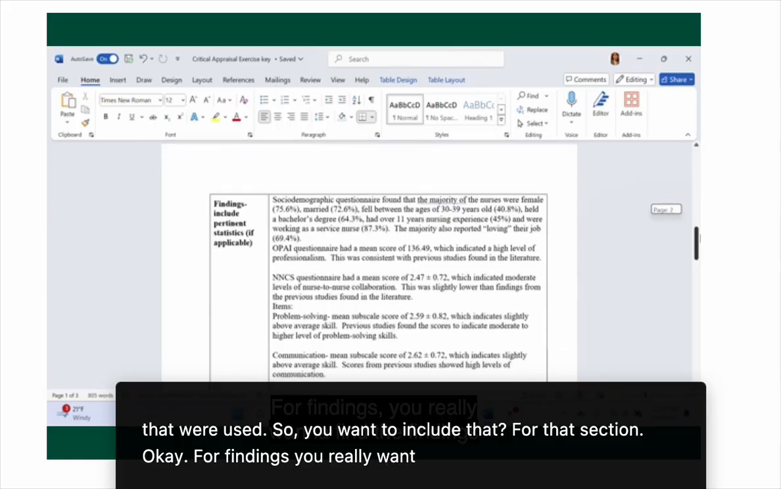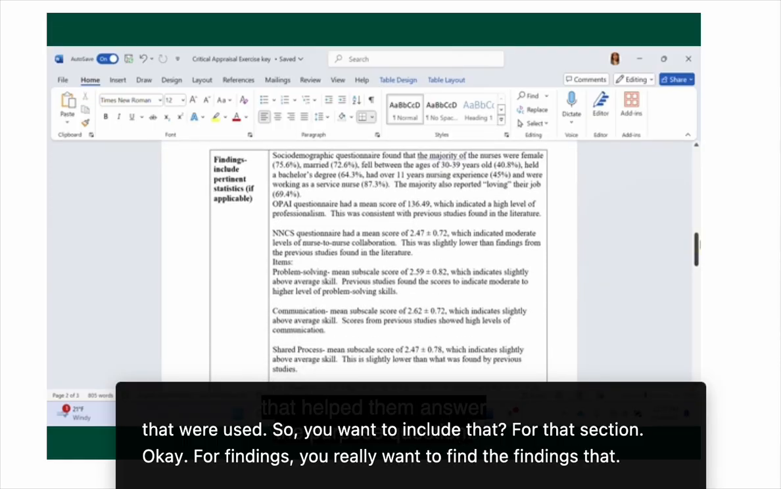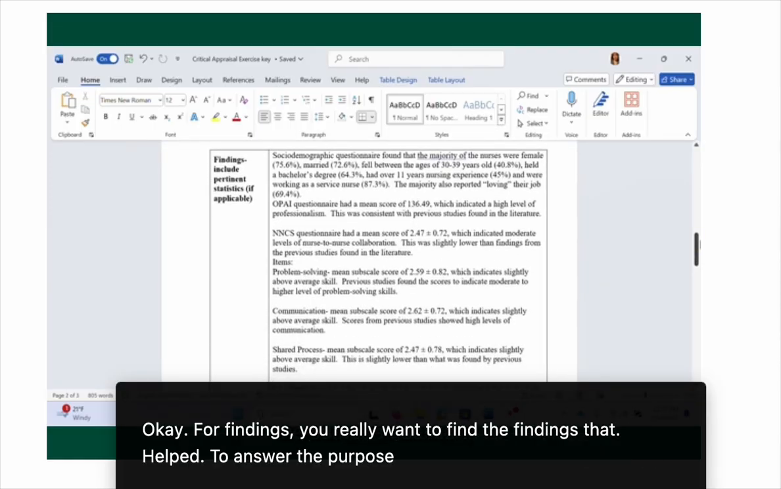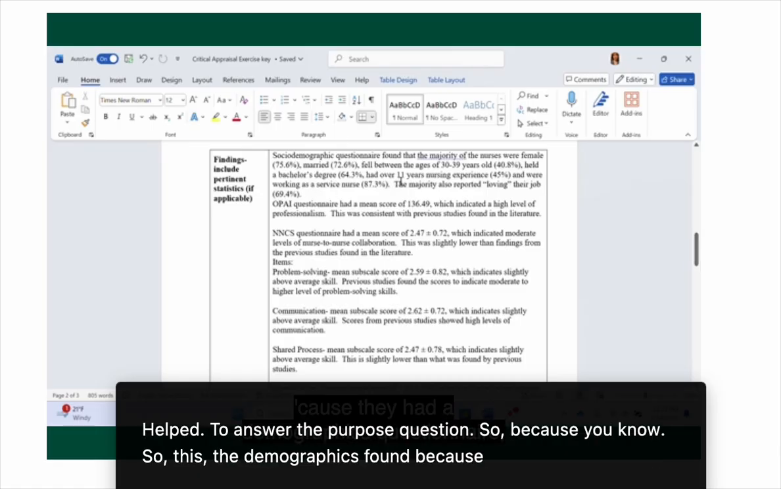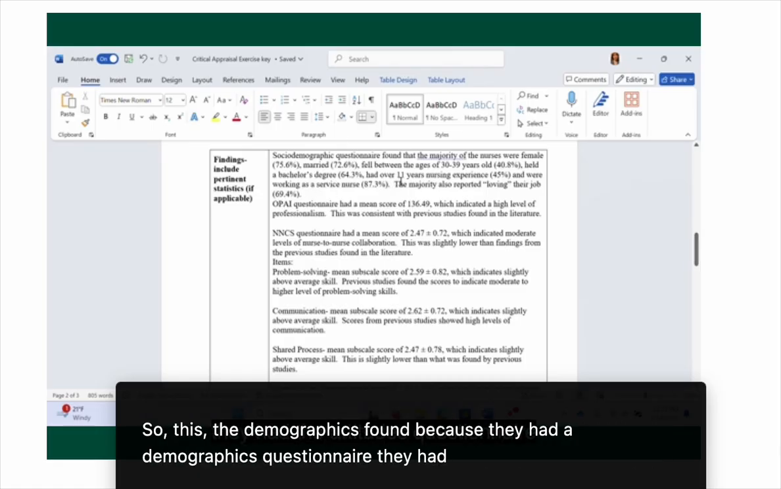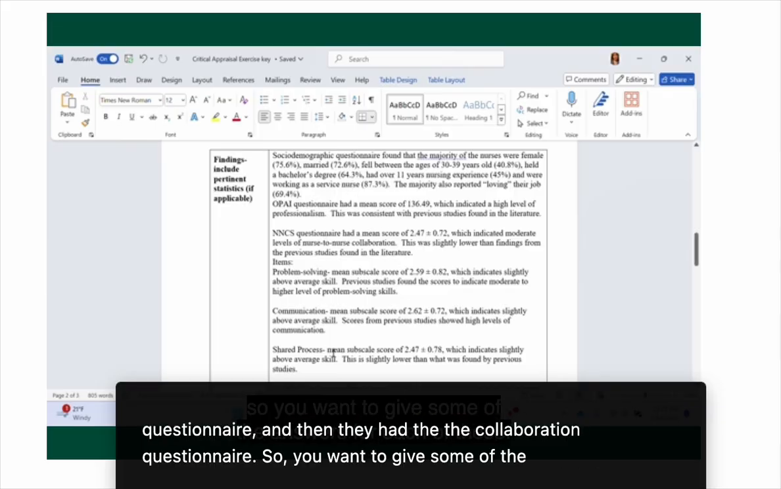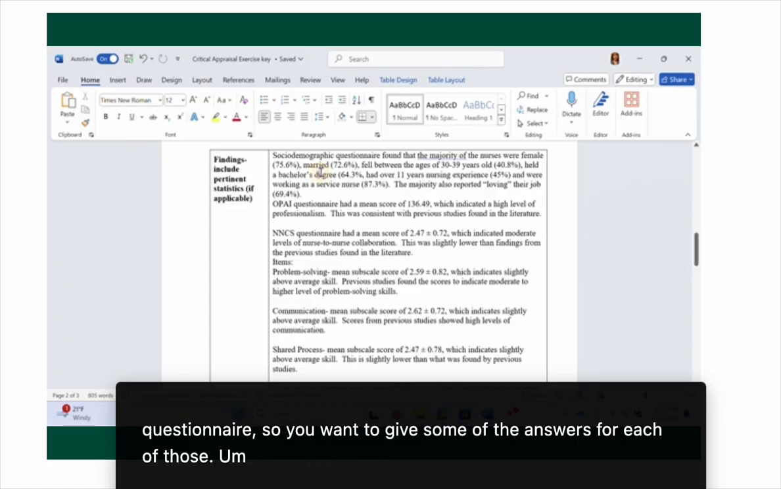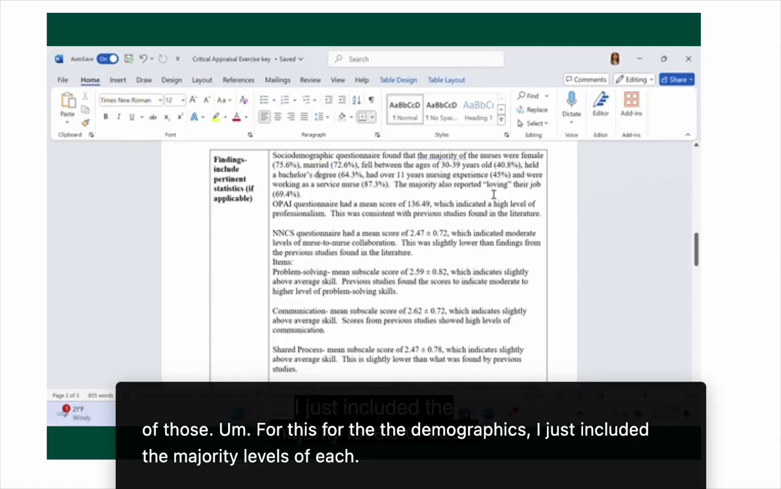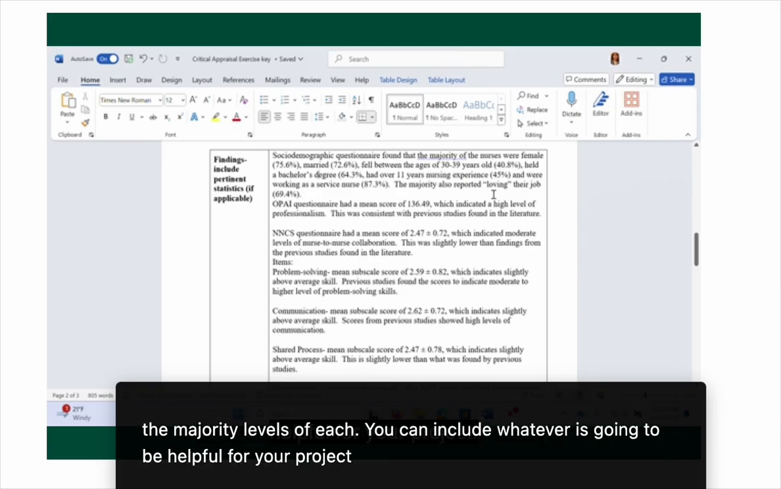For findings, you really want to find the findings that helped them answer the purpose question. So because they had a demographics questionnaire, they had the attitudes questionnaire, and then they had the collaboration questionnaire, you want to give some of the answers for each of those. For the demographics, you can include whatever's going to be helpful for your project.